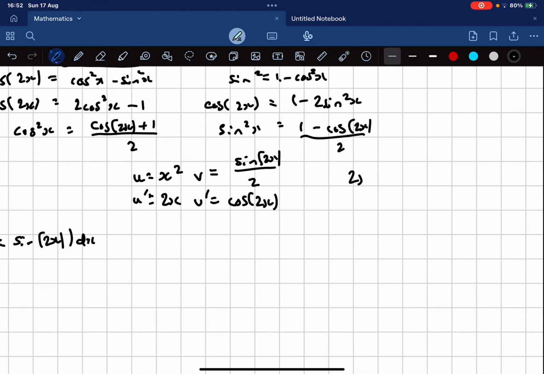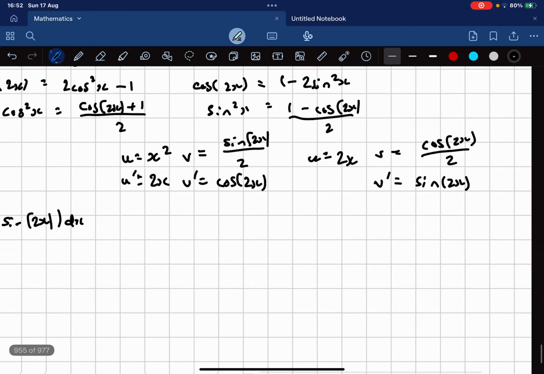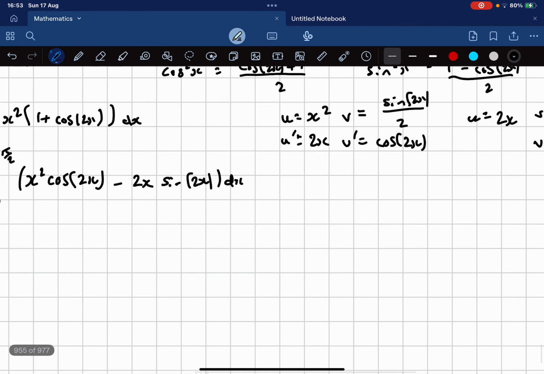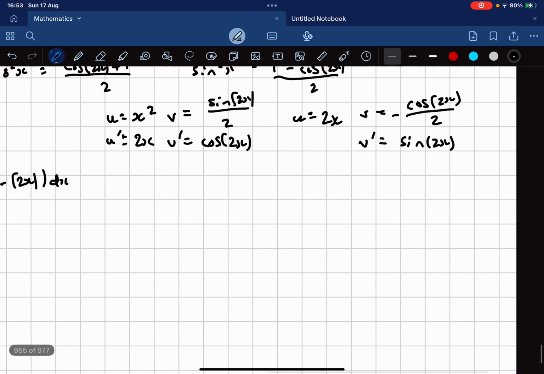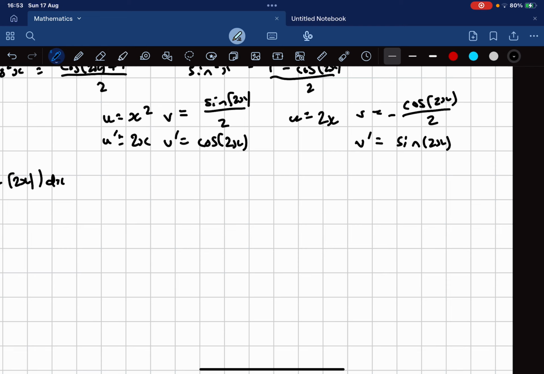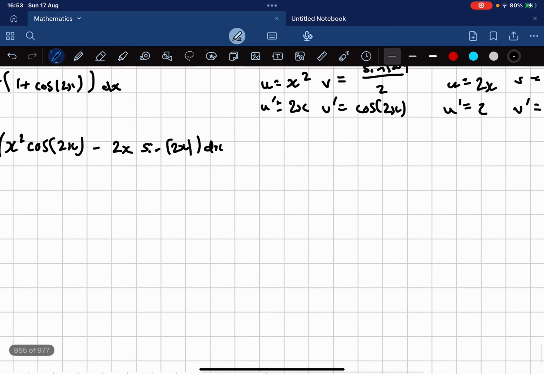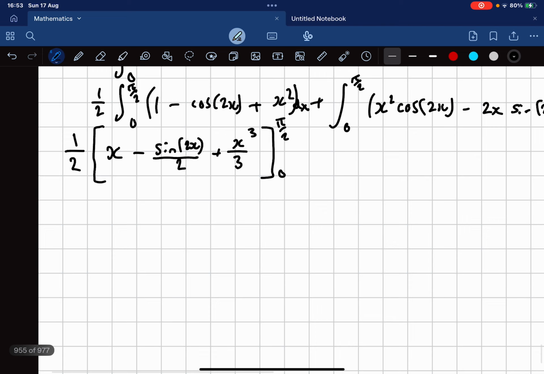So 2x and then v prime equals sine of 2x. Okay, v is going to be equal to cos 2x over 2. And so now, this would be negative. However, we've got negative here, so what I'm going to do is cancel those later on, but I'll leave that for now. u prime equals 2. Very standard. Okay, so here, we've got pi over 2.